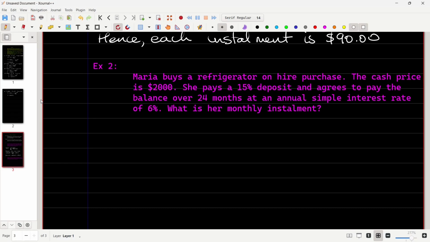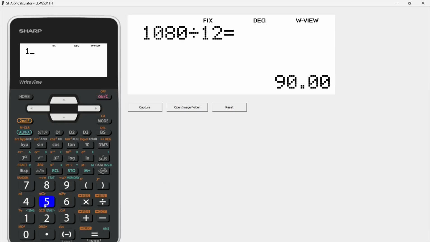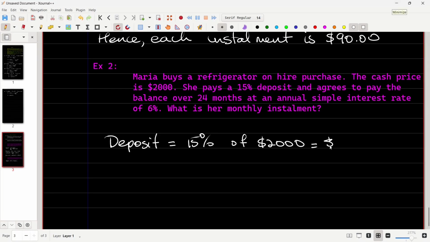All right, let's first figure out how much the deposit is. The deposit would be equivalent to 15% of your 2,000. Now I'm just going to work this on the calculator. So 15% of 2,000, and we get $300. So that means $300 needs to be paid as your deposit.